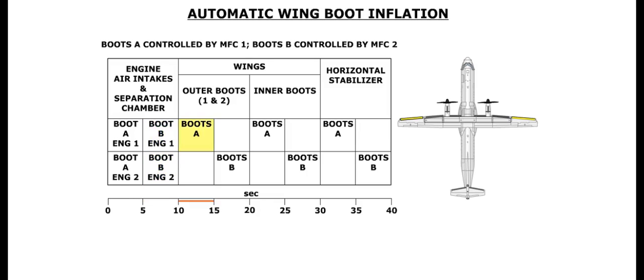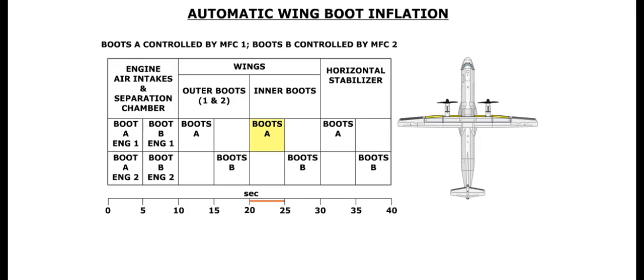Next, boots A in the outer portion of the wings inflate, and remain inflated for 5 seconds. During this period, boots B are deflated. MFC1 controls boots A. After 5 seconds, boots A deflate. Next, boots B in the outer portions of the wing inflate, and remain inflated for 5 seconds. Boots A are deflated. MFC2 controls boots B. At the end of the 5-second period, both boots B in the outer portions of the wing deflate.